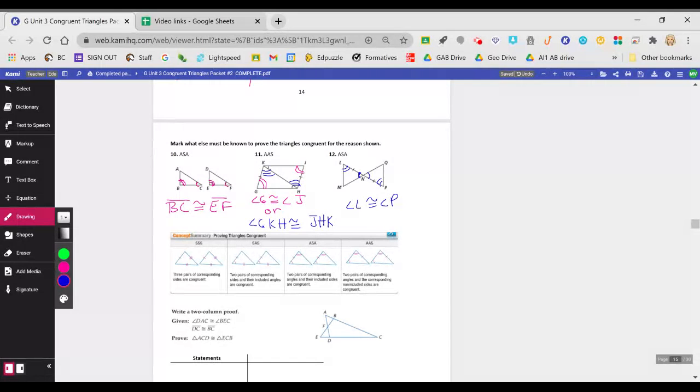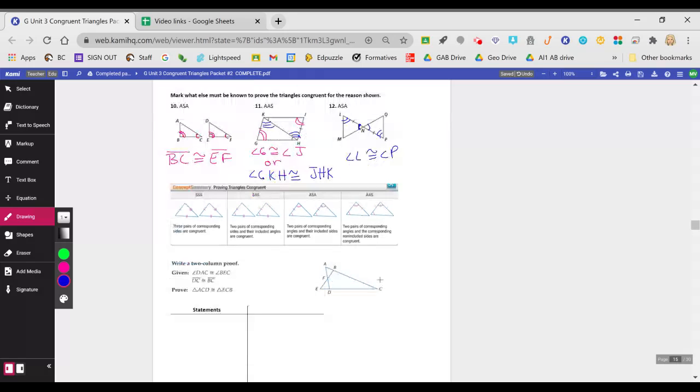And here's a great table for you to use. It gives me my different triangle methods. I have side, side, side, side, angle, side, angle, side, angle, angle, angle, side.